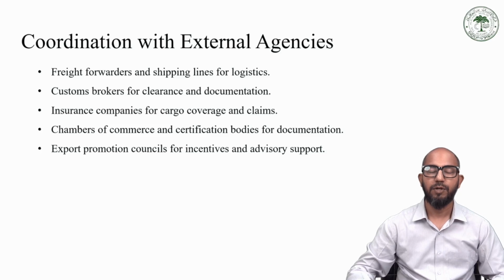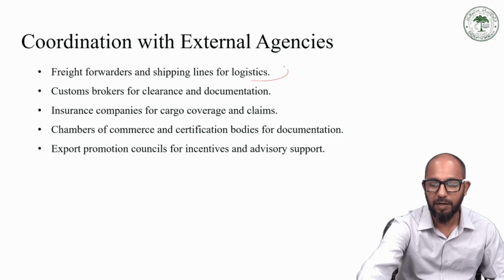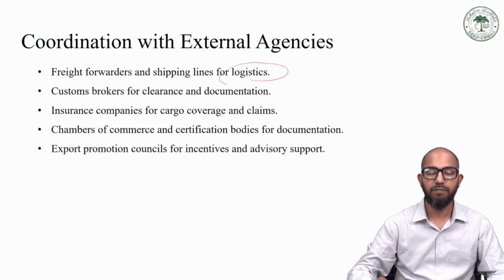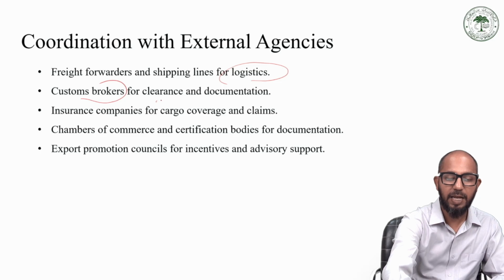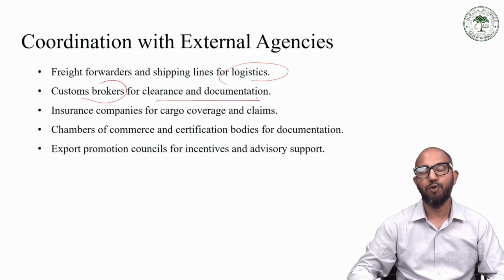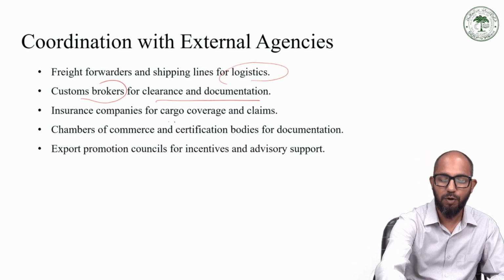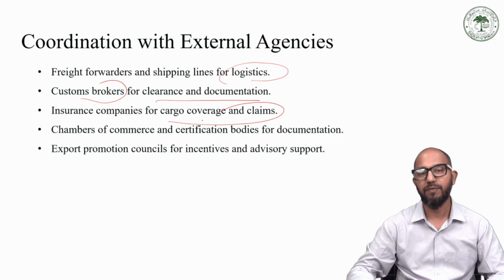Let us now try to focus on coordination with external agencies. We are discussing four important points under it. Freight forwarders and shipping lines are required for logistics. We can also have coordination with customs brokers that can help with clearance and documentation. Then there can be more coordination and cooperation with insurance companies for cargo coverage and claims.